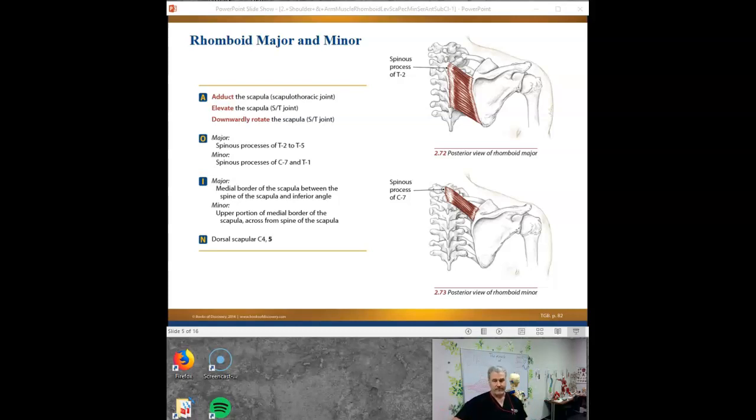Mandy had a question as well. Yeah, what was your question, Ms. Stanley? When doing a pull-up, does the scapula rotate? Yes. Does it go upward and downward? Yes.